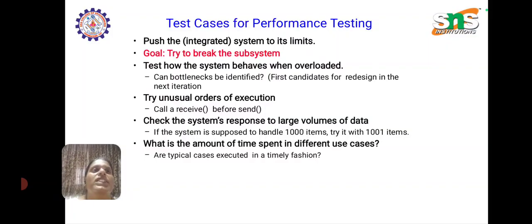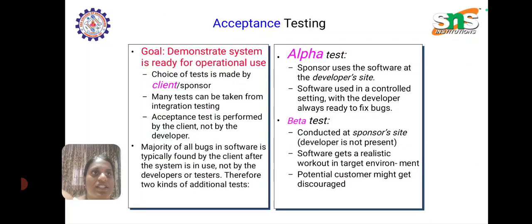So how do we write the test cases for performance testing? What is the speed limit, or how well is it performing on the client as well as the developer side? What are the bottlenecks identified in this performance testing? What are the unusual orders of execution? What is the system response for large amounts of data? What is the amount of time spent in the different types of use cases? So these are the test cases which will be implemented in performance testing.